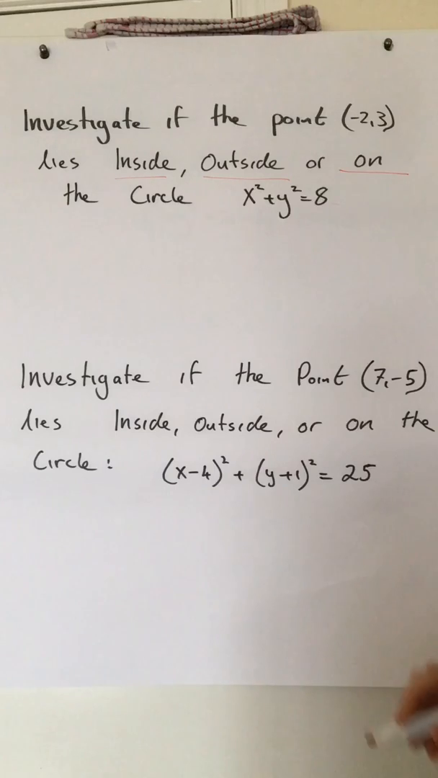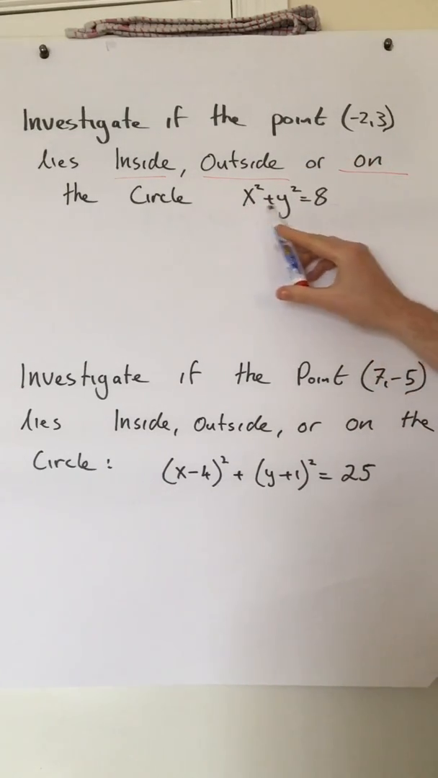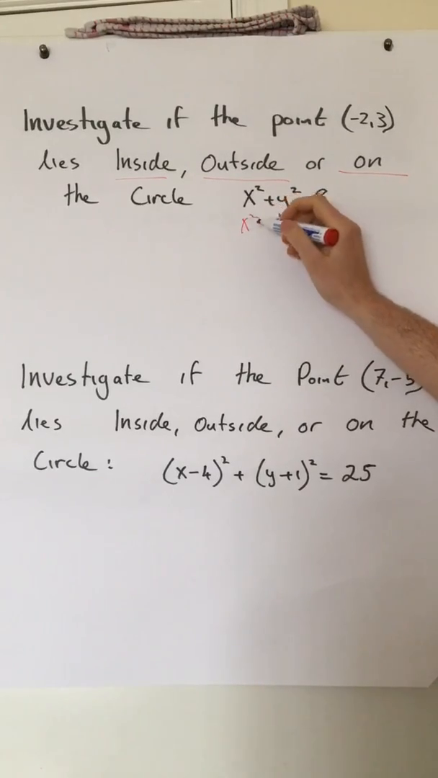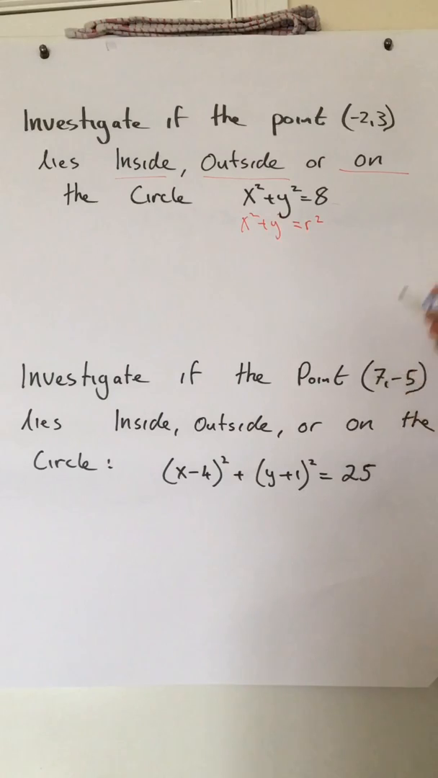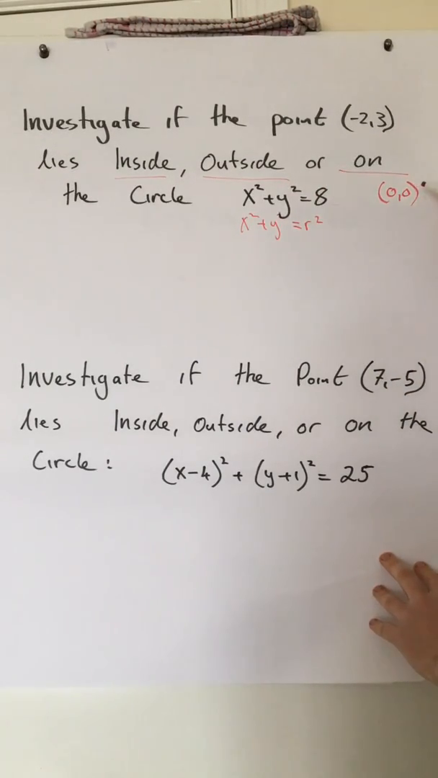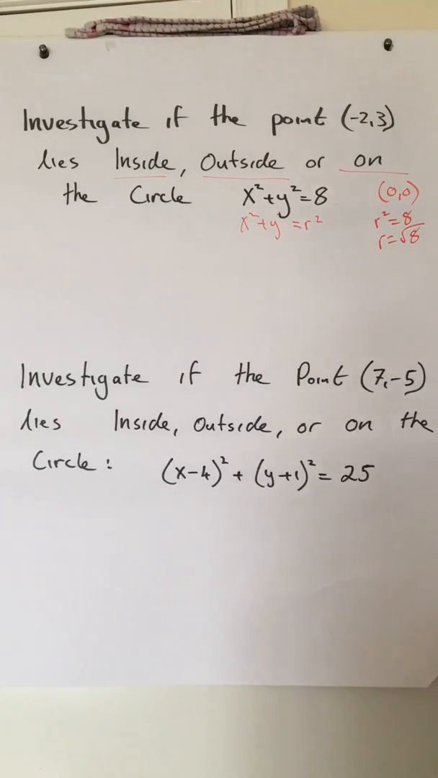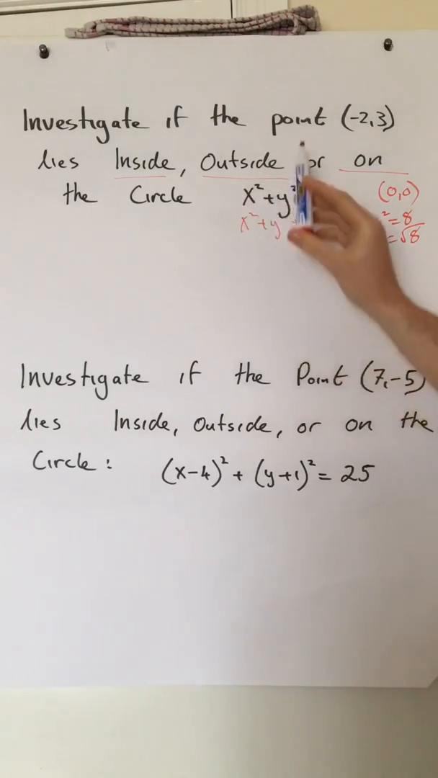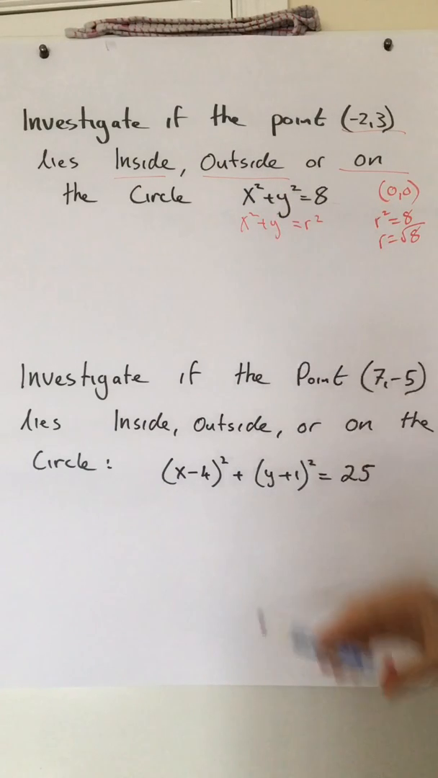Just before we start, a bit of revision. This circle is in this format: x squared plus y squared is equal to r squared. So it should be clear now that the center of this circle is at (0, 0), and r squared is equal to 8, so the radius is equal to the square root of 8. Let's see how we investigate if this point is inside, outside, or on this circle.